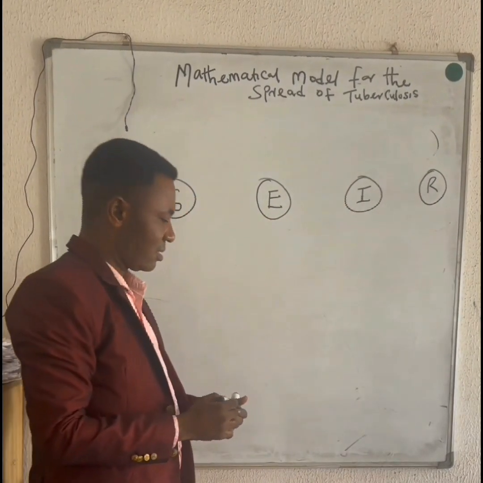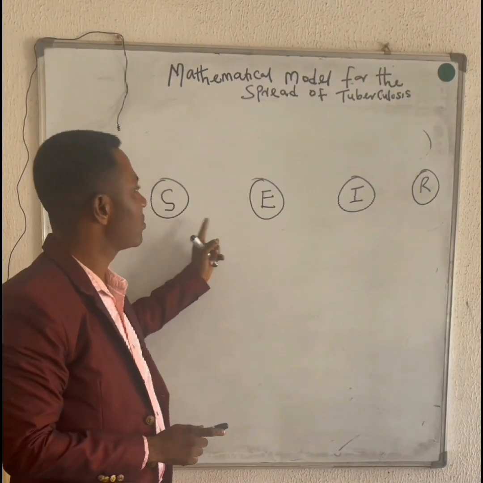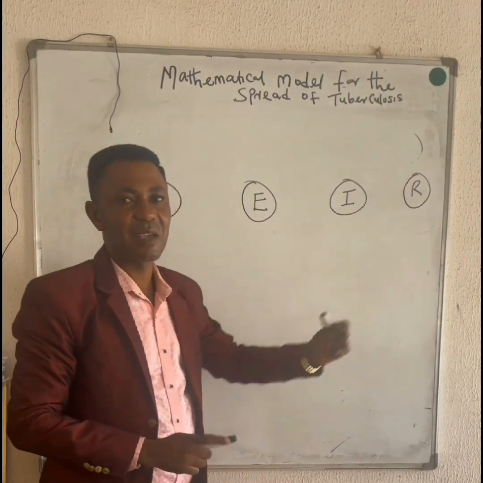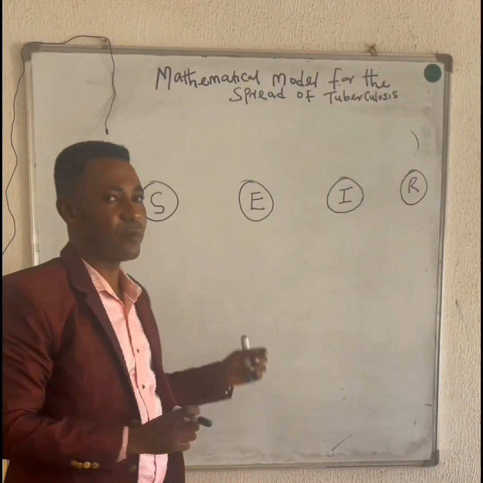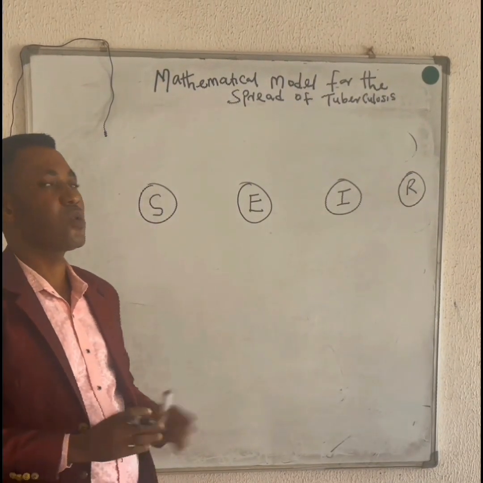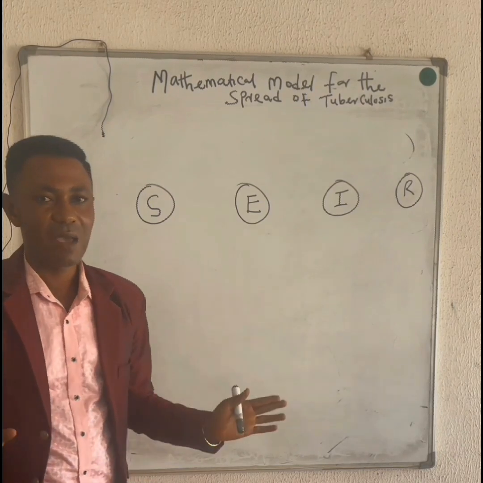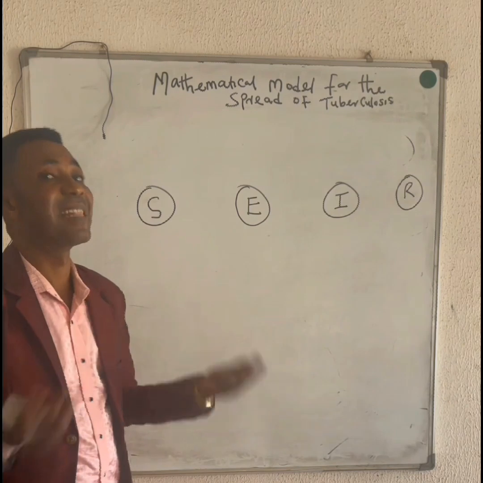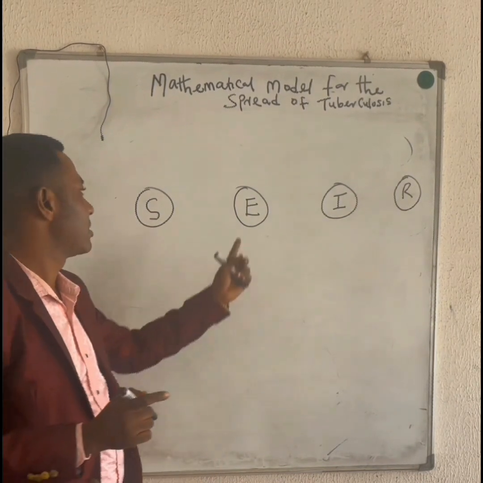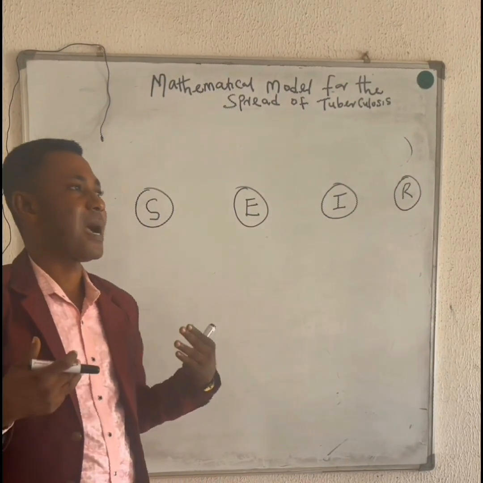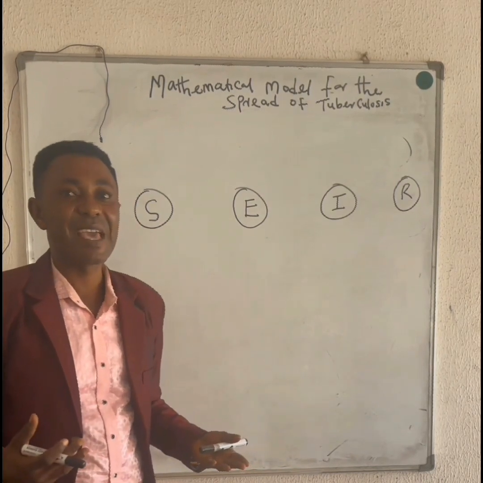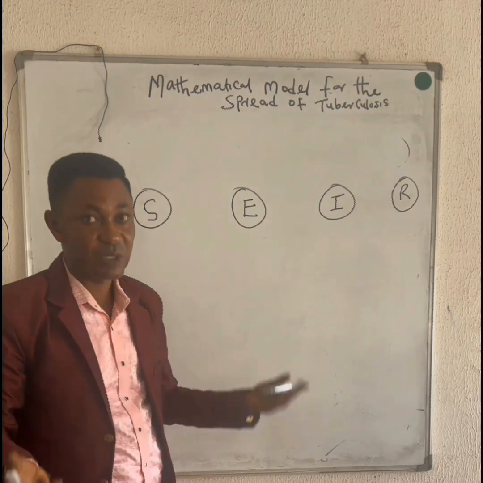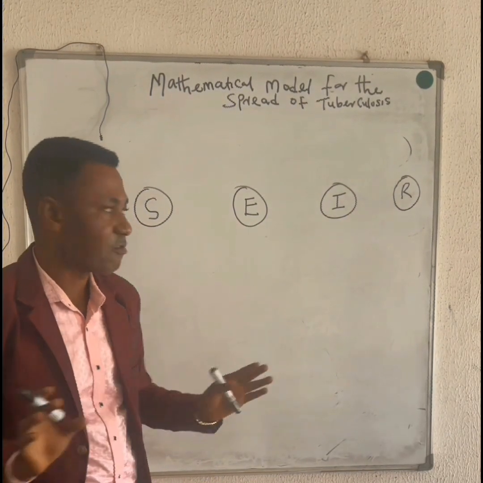Look at it again. S is susceptible, E the exposed, I is the infected population, R is the recovered population. What is the meaning of susceptible population? Those are those that have no disease. Let's assume that you and I are susceptible to tuberculosis for now because we don't have the disease, but we may likely get it if care is not taken. The exposed are those that are infected, but they are not yet infectious. They cannot infect anybody, but they are infected, but not yet infectious.